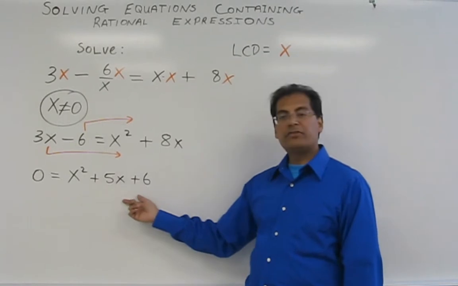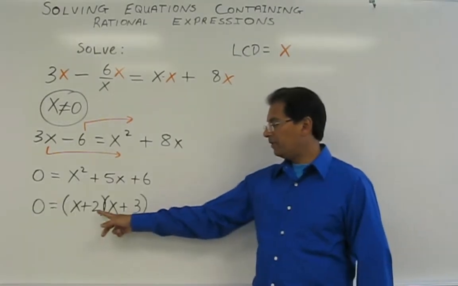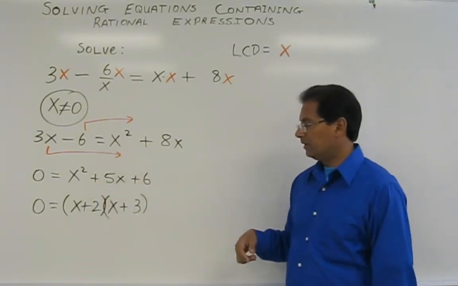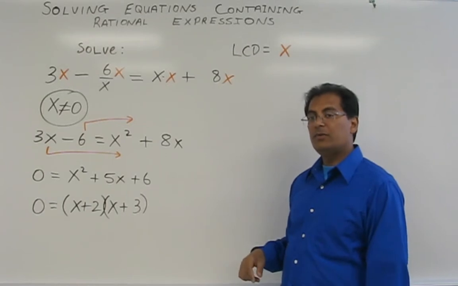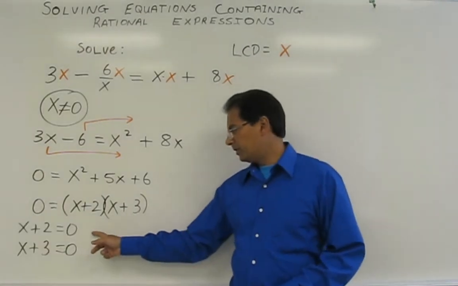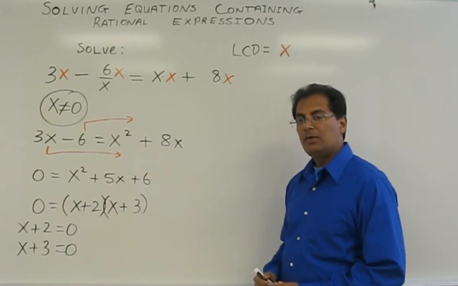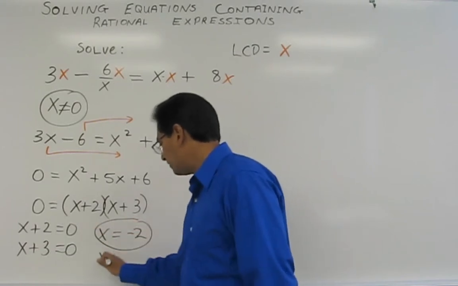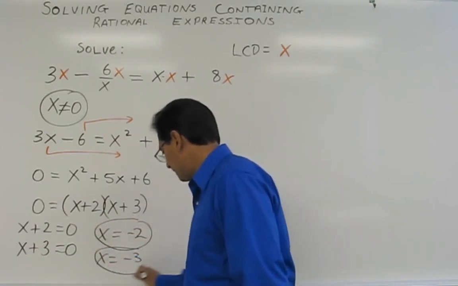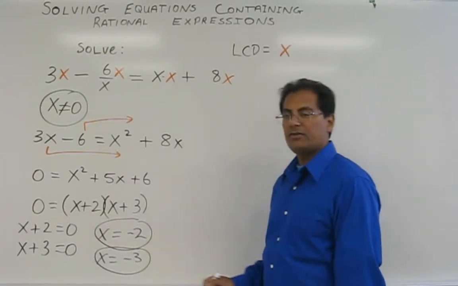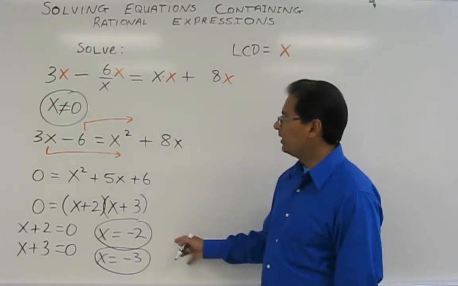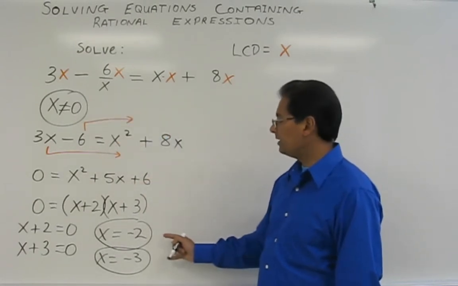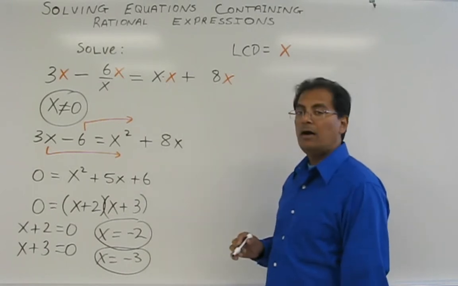If we factor x squared plus 5x plus 6, we get x plus 2 times x plus 3, which gives us x squared plus 5x plus 6. And then we set each of these factors equal to 0. So we'll have x plus 2 equal to 0 and x plus 3 equal to 0, which means x is either equal to negative 2 or x is equal to negative 3. So both of these are our solutions. However, we know we have the restriction that x cannot be 0, and neither of these is 0. But we still should check these solutions to see if they satisfy our original equation.